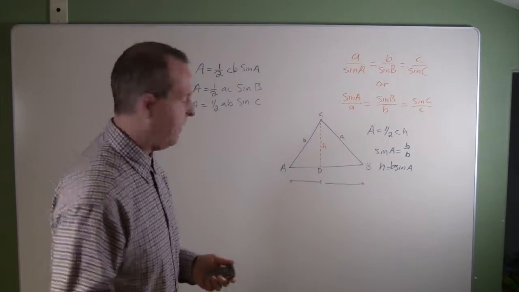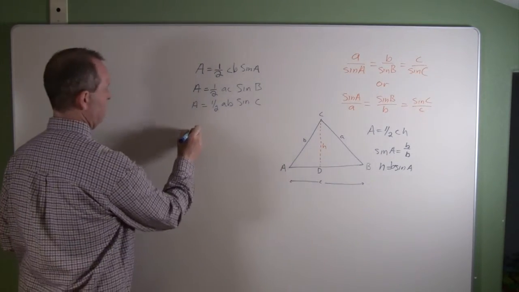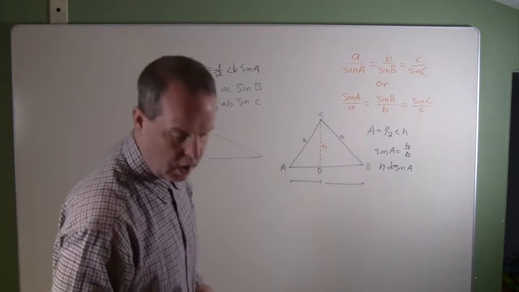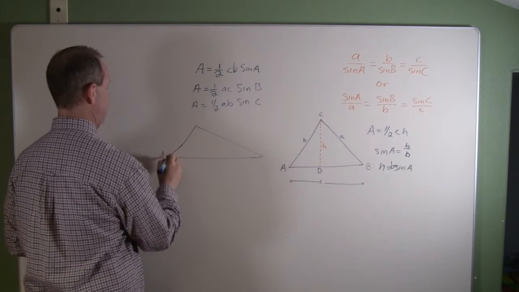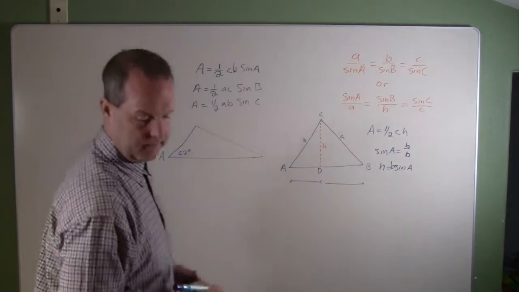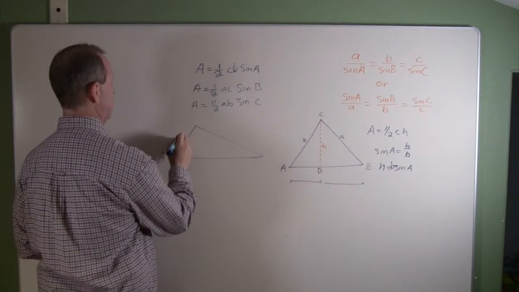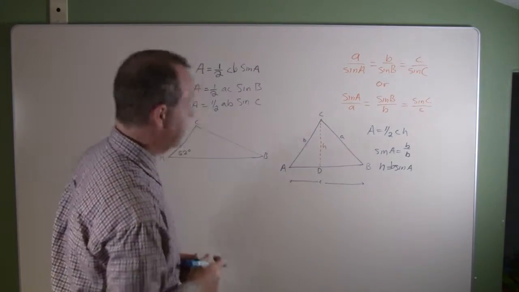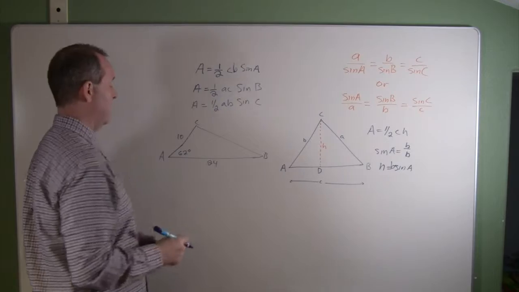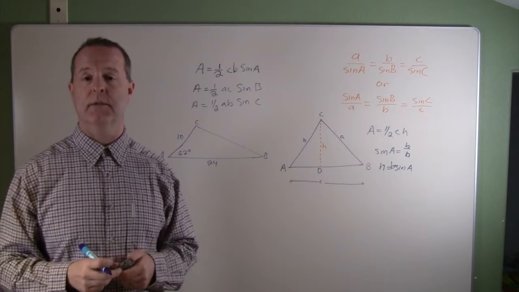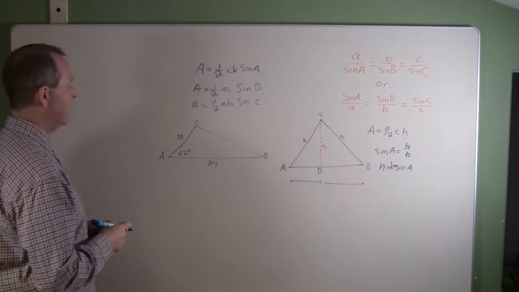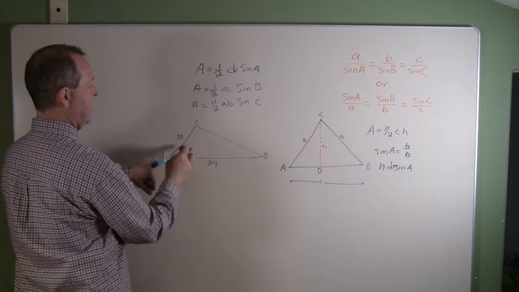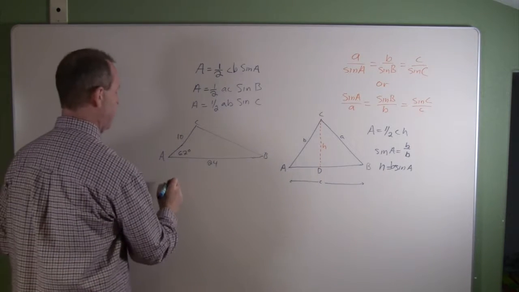So let's look at an example of how that can kind of play out. There we go. We have definitely a non-right triangle. Angle A, 62 degrees. Side B, 10 units. Side C, 24 units. So the question is what's that triangle's area? So I can look at, and I know angle A, I know side C and side B. I can use that formula right there to give me the area.